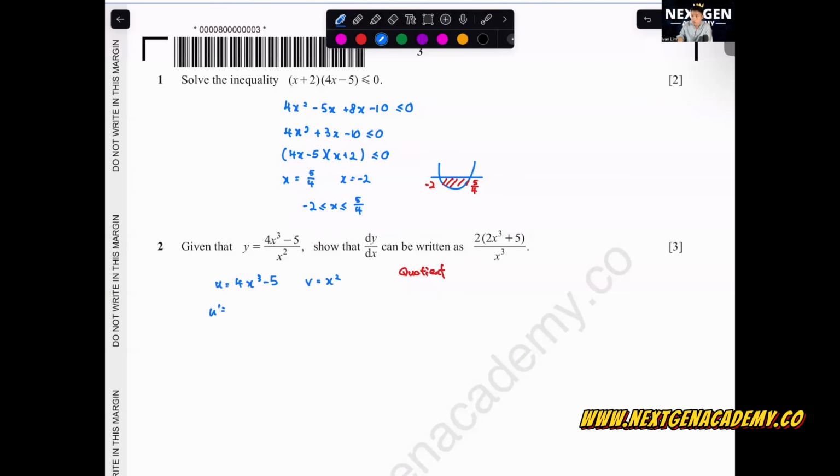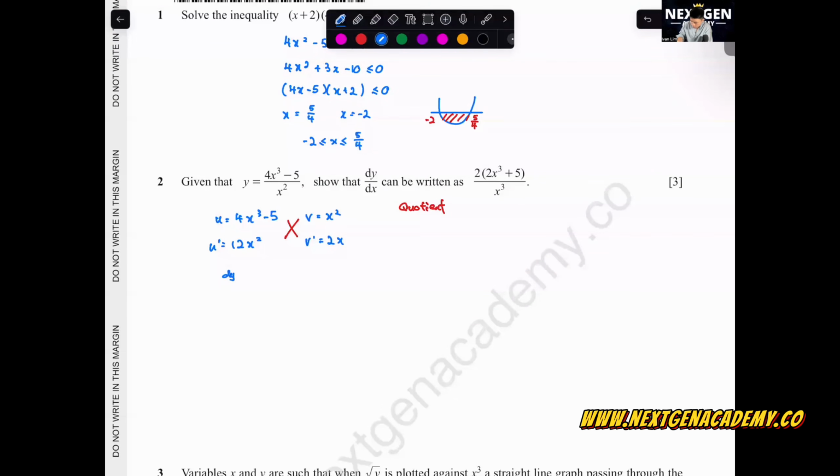u prime, we differentiate this. This will be 12x². v prime is 2x. Formula: dy/dx is (vu' - uv')/v². This is not necessary for you to write, but you can write it just to double check it. Always remember also, start from v, don't start from u. I always see a common mistake. Some students will start from u.